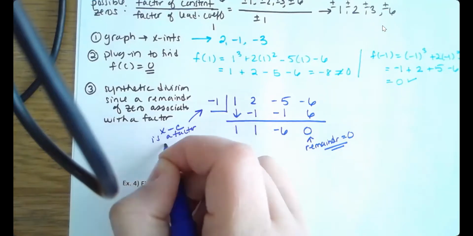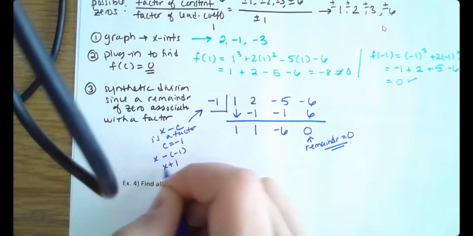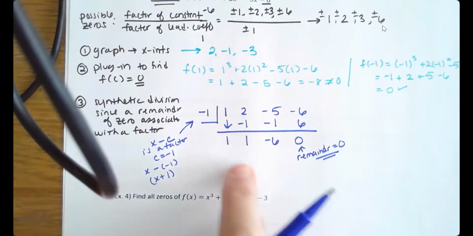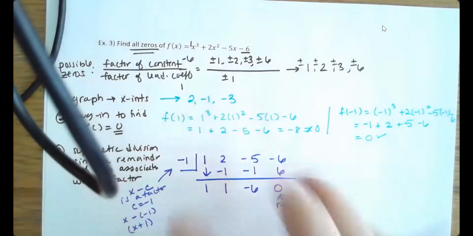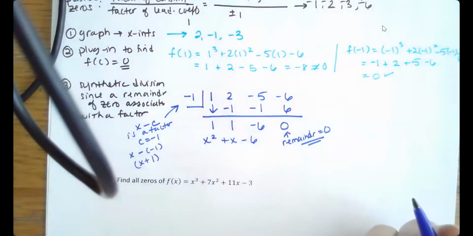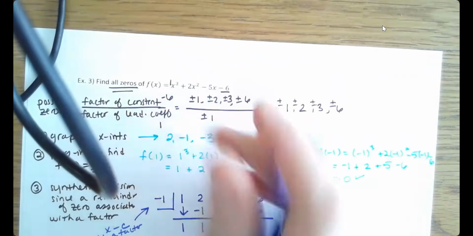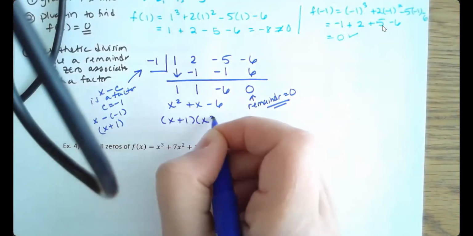And in this case, my c is -1. So x minus -1 would be x plus 1. So this is one factor of that polynomial. And another factor is going to be right here. So I started with a cube, which means I'm going to square. So it's going to be x squared plus x minus 6. So what I have now is that my original polynomial right here can actually factor into x plus 1 times x squared plus x minus 6.